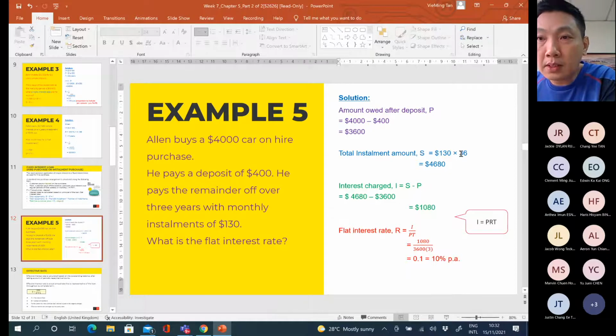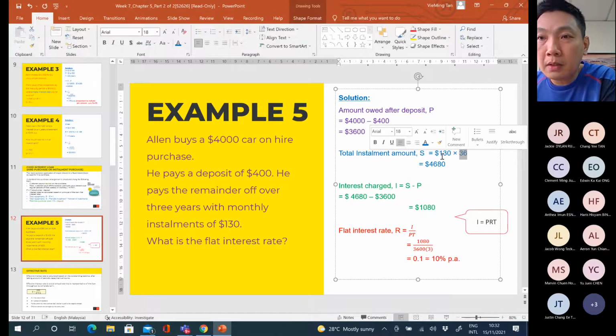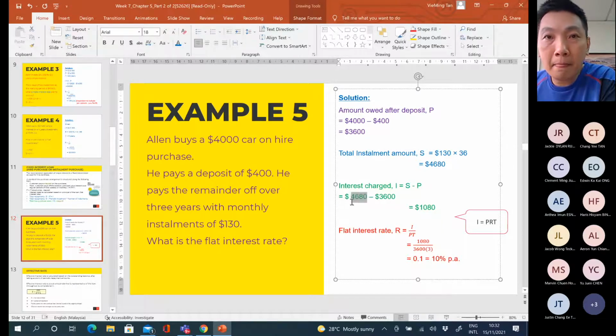Okay, so 36 is 3 multiplied by 12. So you'll get 4680, which is the S. So we substitute 4680 to this part, and the P is from here. Then subtract these two numbers, you'll get 1080. So this is the interest charge.